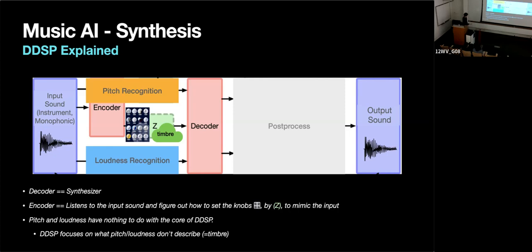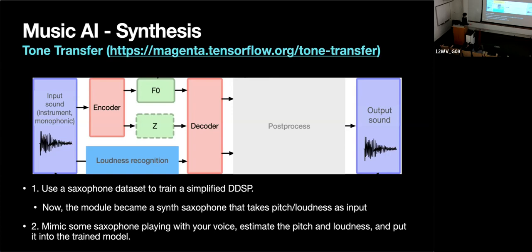Yeah, and so the core idea of DDSP has nothing to do with the pitch and loudness. They're just essential information, but in their case, they don't really need to be modeled and estimated by a deep learning module. It is all about the timbre understanding. So that was a short talk about DDSP. And then, yeah, there was a lot of information.